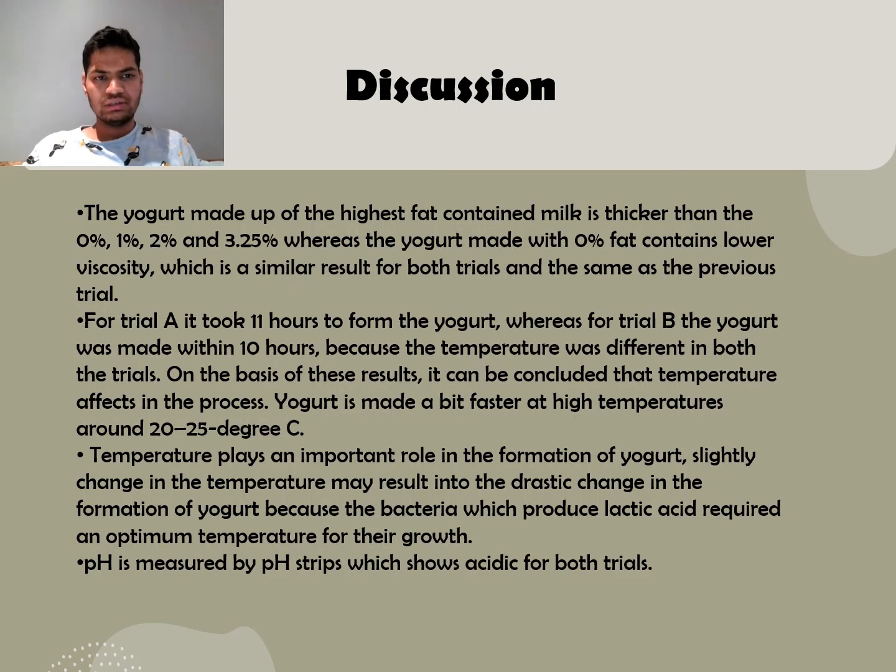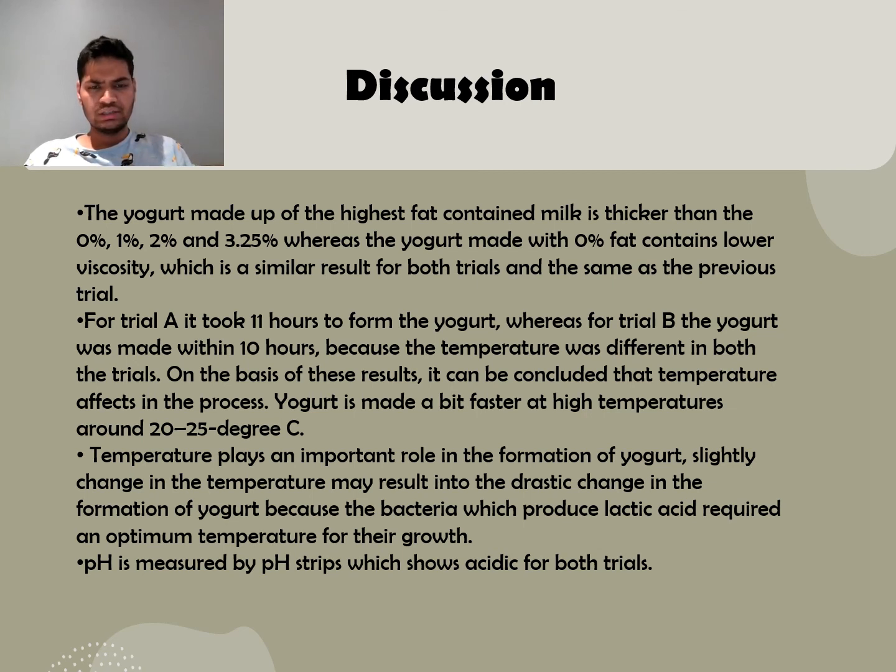Now, in the discussion section, the yogurt made with the highest fat content is thicker than 0%, 1%, 2%, and 3.25%, whereas the yogurt made with zero fat content has a lower viscosity, which is a similar result for both trials and the same as the previous trial. For trial A, it took almost 11 hours to form the yogurt, whereas for trial B, the yogurt was made within 10 hours. This was because the temperature was different in both trials.